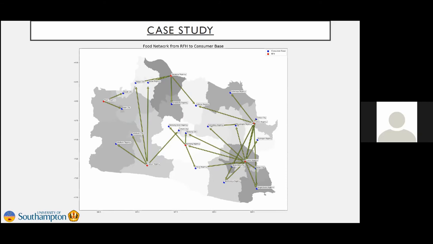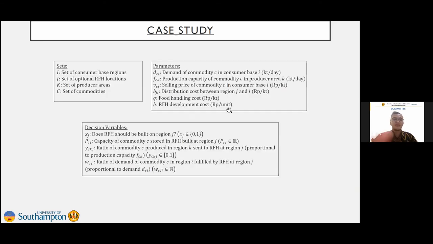hub, or RFH. So after we know the overview of the problems, we will try to establish a model that can address the issue. Because it is already 11:12, without further ado, I will continue with this. So we determine the RFH locations and also the food network, and also the service area.